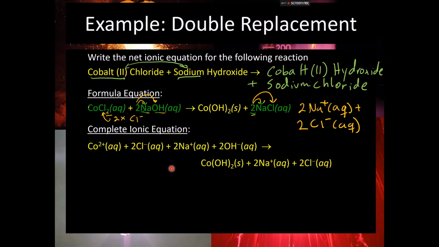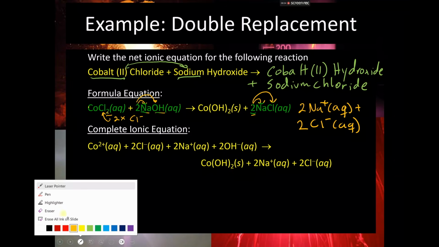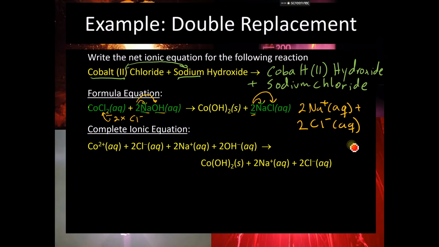So now we have our complete ionic equation. Great. This shows us all of the different ions or solids that are floating around in our solution. Now, to write the net ionic equation, we need to cancel out the spectator ions that are in this complete ionic equation.